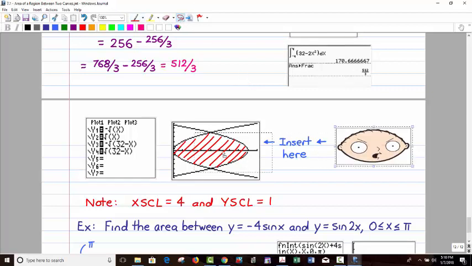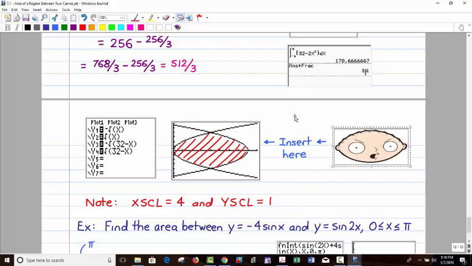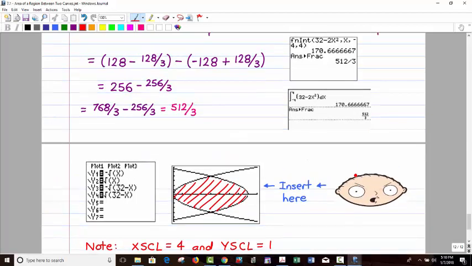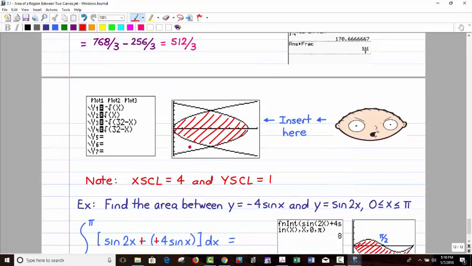But if you notice, Stewie's head fits in there pretty good, doesn't it? Yeah, so you have to, but there's what it looks like. And I'm just mentioning that the scale for the x is 4 because this goes all the way out to like 32 on the x-axis. See, we were integrating the y is normal, but we're integrating from negative 4 to 4.